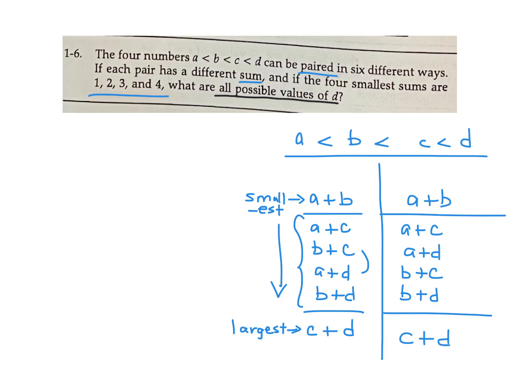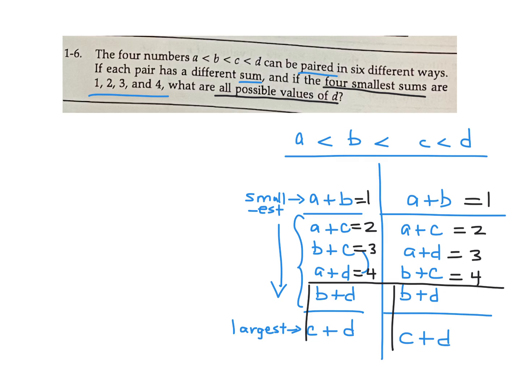Okay, so let's go with this. So the smallest is 1. So we know that for sure. The 4 smallest. So this would be 2, this would be 3, and this would be 4, if that's the order. And if this is the order, it'd be 2, 3, and 4 here. And I guess these ones are not relevant in the question since we're not given the sum. Okay, so let's go with this set first, and let's see what we get.